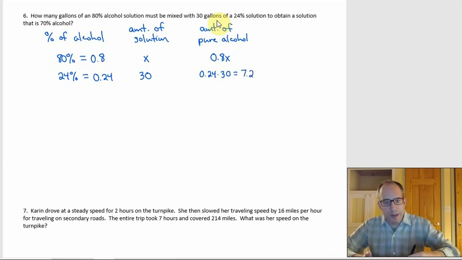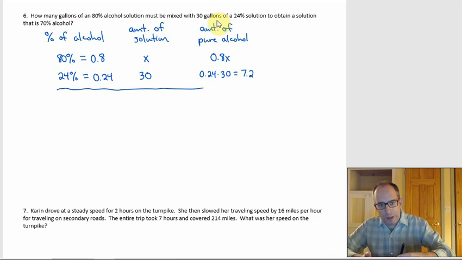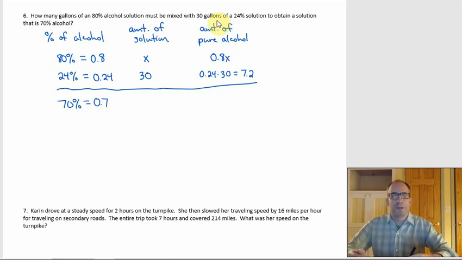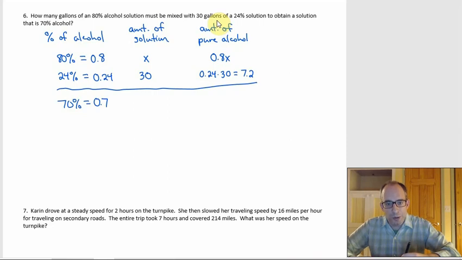Okay. And then we want the total. So I'm just going to put in a line right here. And then what we want to get is a solution that's 70% alcohol, or as a proportion or decimal, 0.7. So how much would you have to have? Well, if you have X gallons of this first solution and 30 of the second, when you mix them together, you would have to have X plus 30.